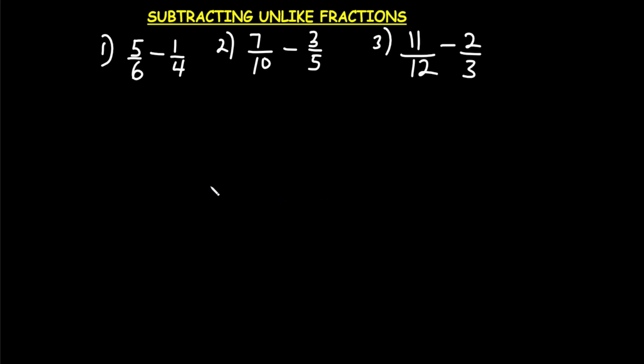In this video, we are going to consider how to solve questions on unlike fractions, and basically we are subtracting unlike fractions. The first one you have is 5 over 6 minus 1 over 4. Now before you subtract or add any fraction, first of all you have to check the denominators. As you can see over here, 6 and 4 are the denominators and they are different.